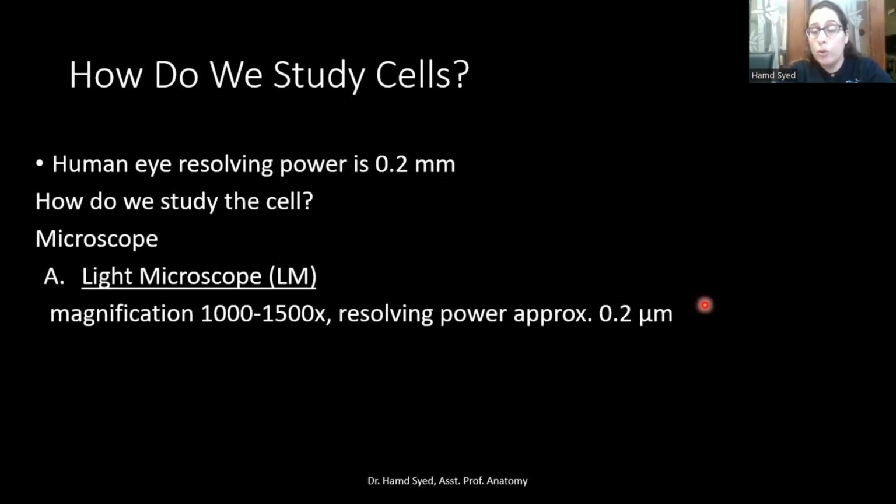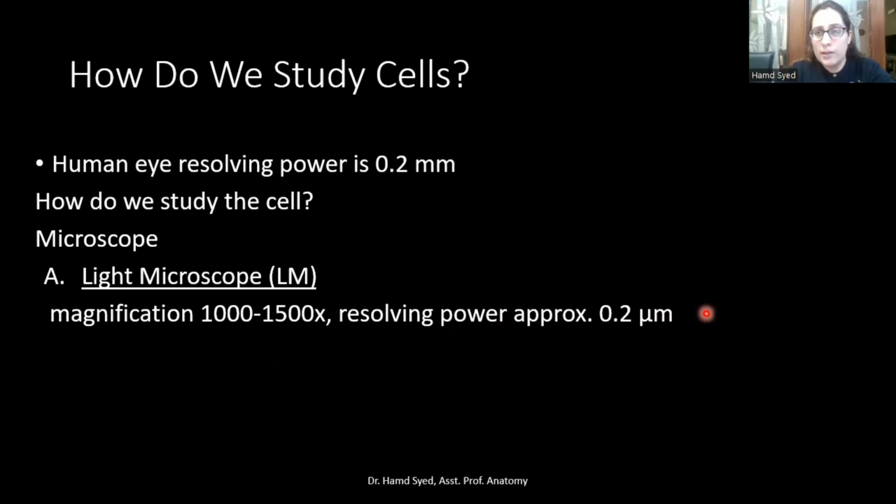And maybe you have already seen different cells under the light microscope in your biology classes. Well, it gives us a magnification of about 1,000 to 1,500 times. This means that the original structure is enlarged by 1,000 to 1,500 times. And the resolving power that we get with the light microscope is now about 0.2 microns. So you can see from 0.2 millimeter, the resolving power has now become 0.2 microns. And this is enabling us to see tinier structures which were not visible with the human eye.